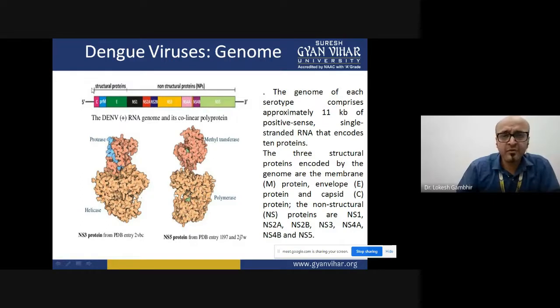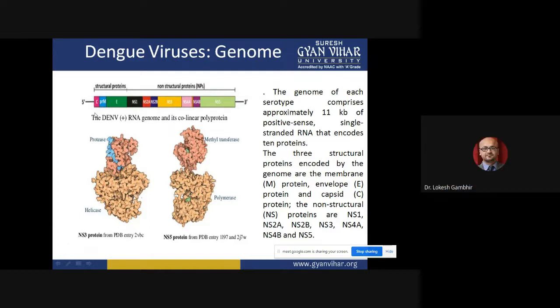Now let us talk about the structural proteins. There are three: C, PRM, and E. PRM is premature M, so we'll talk about that also in terms of the replication cycle. So three structural proteins, and then NS1, NS2A, NS2B, NS3, NS4A, NS4B, NS5. Cumulatively, these are 7 proteins. So there is no intron.